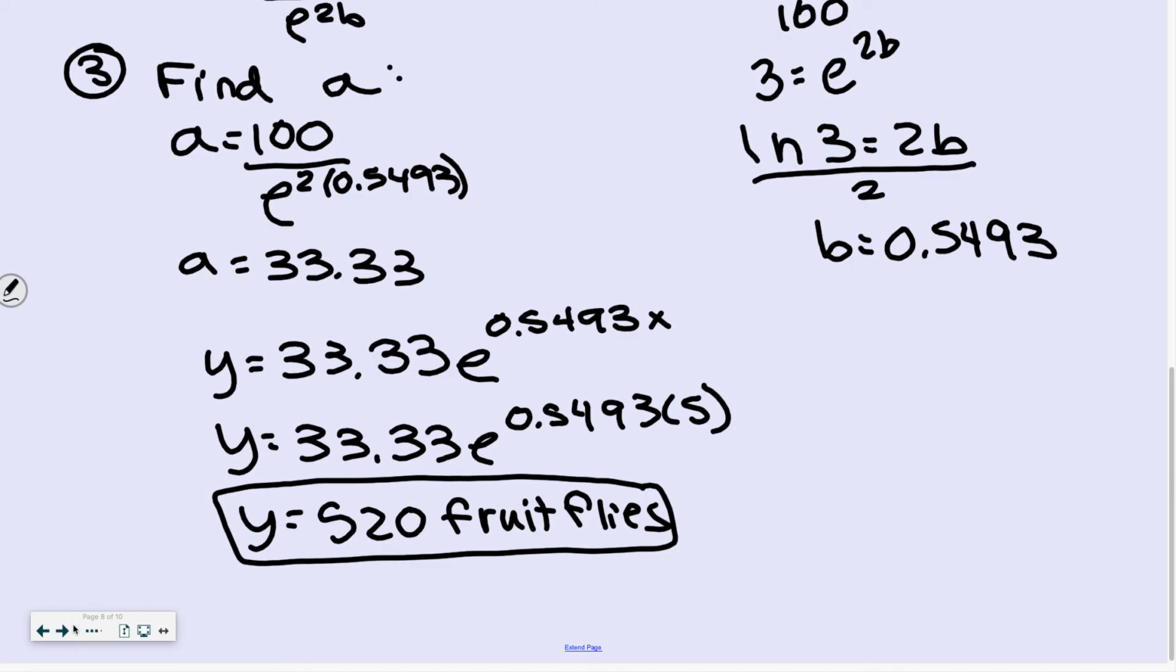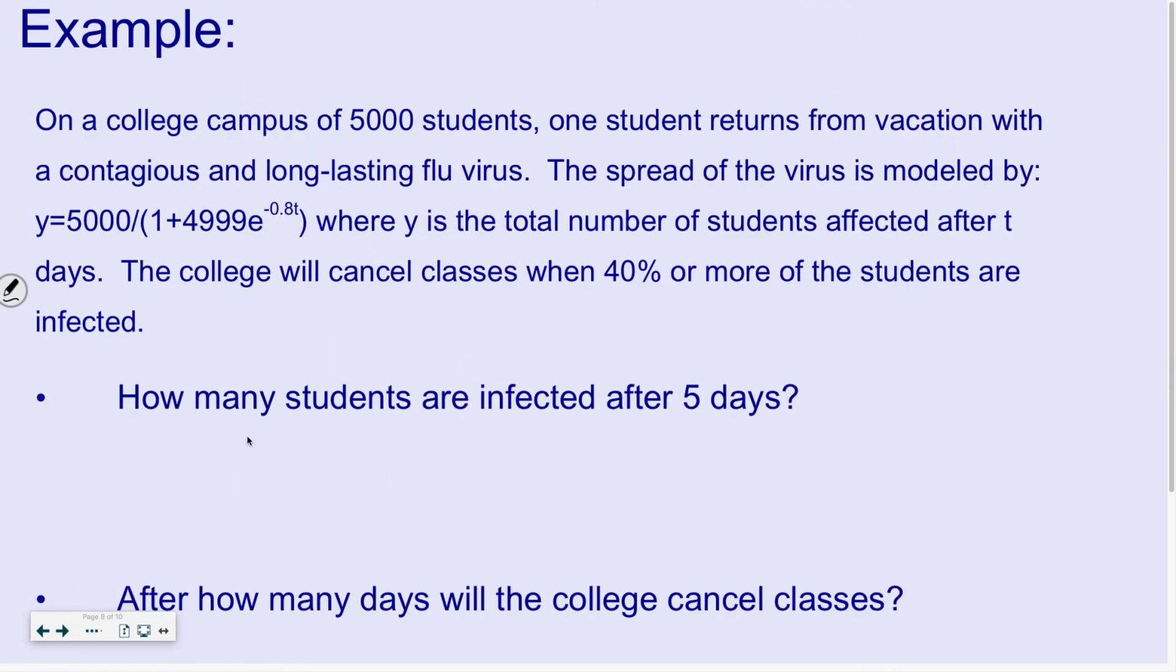Now, the last example, we'll run through this one really quickly. We may not finish it all, but it talks about a college campus with 5,000 students. There's spread of disease, a long-lasting flu virus, modeled by this equation. So it's the logistic growth model, and that makes sense. The flu is going to spread really fast for some time, and then once everybody would be infected, it's going to level off. You're not going to have that growth rate anymore.